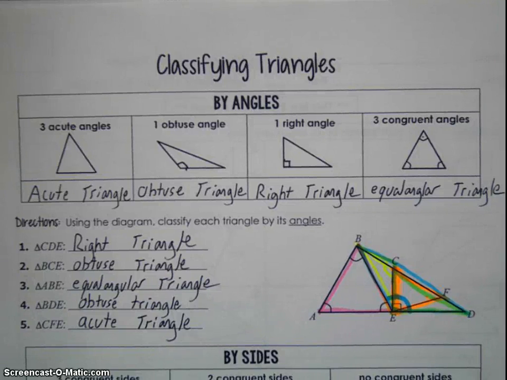In today's lesson, we're going to talk about classifying triangles. There's two ways to classify triangles: by their angles and by their sides. First, let's talk about how you classify triangles by their angles.